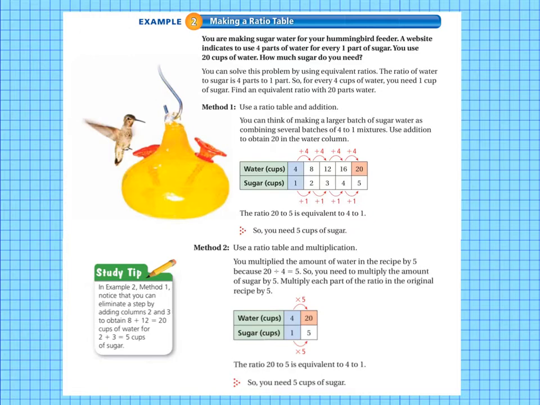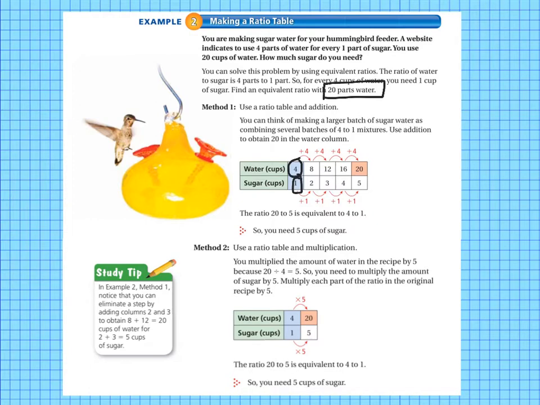So it says you can solve this problem by using equivalent ratios. The ratio of water to sugar is 4 parts to 1. So 4 parts of water to 1 part sugar. And they say, well, you're using cups. Okay, that's fine. So for every 4 cups of water, you need 1 cup of sugar. Find an equivalent ratio with 20 parts of water.